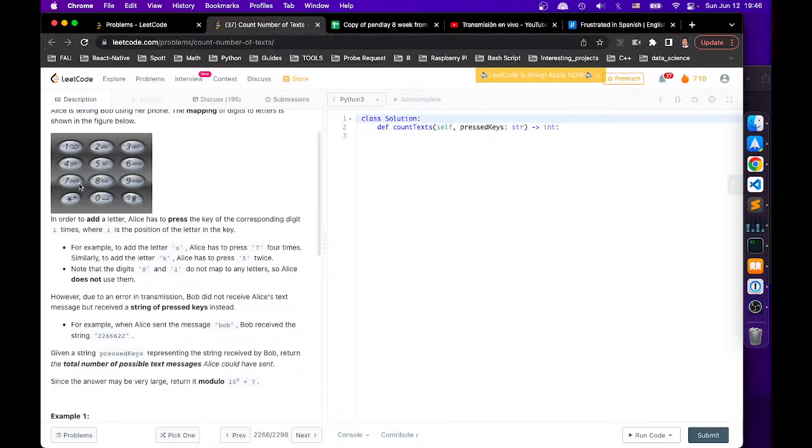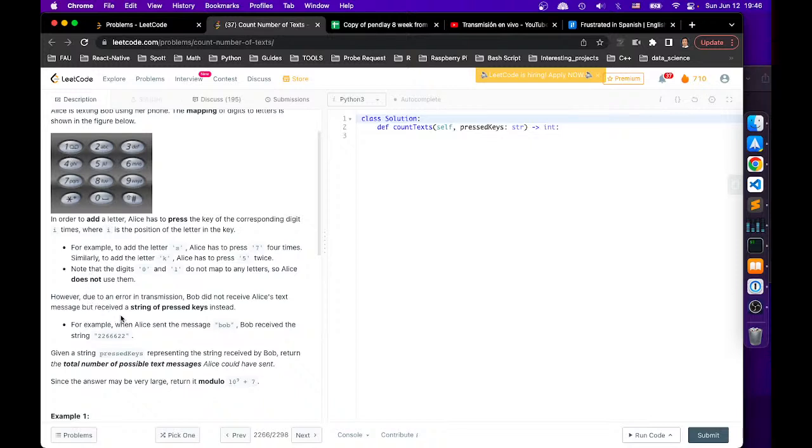I mean, people now don't even know what this means because we have the keyboard. Back in the old days, we didn't have a keyboard. We just had numbers and had to do this. I remember. Similarly, to add the letter K, Alice has to press 5 twice. Yes. Now the digits 0 and 1 don't represent anything, so Alice does not use them.